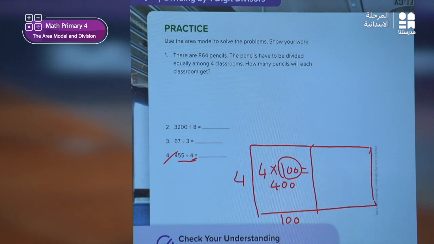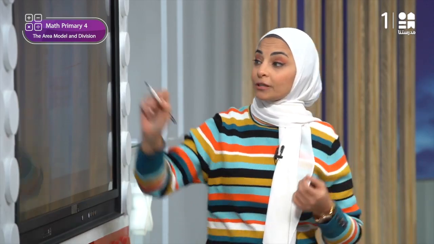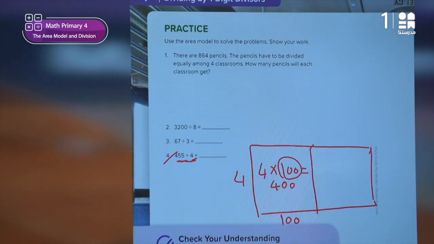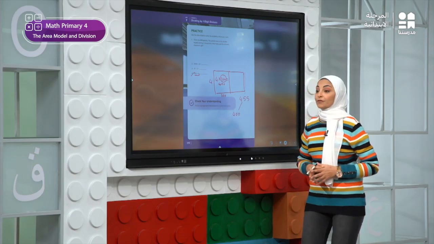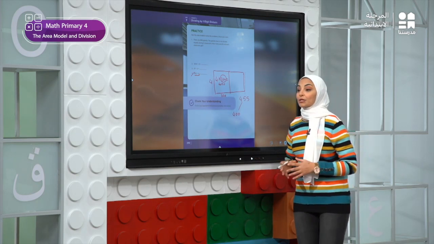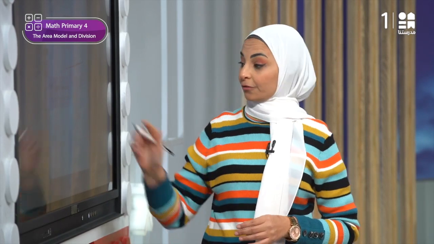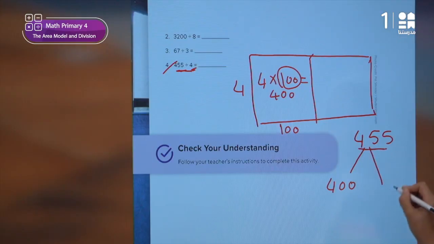And then the second part, what should I do? Now I want to know what will be left of the dividend. So what will I do? I will subtract the 400 from 455. So now I have 455. I will subtract 400 from 455. So the answer or the number which is left is 55, right? So I will split 455 into 400 plus 55. Then what should I do?